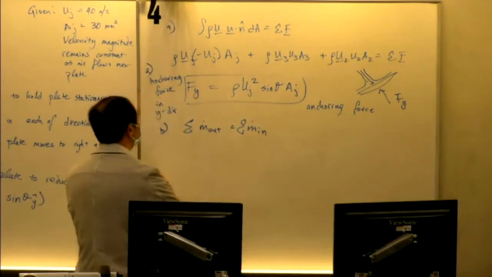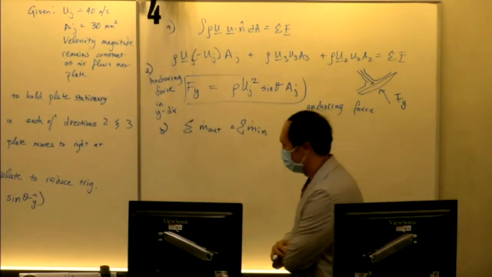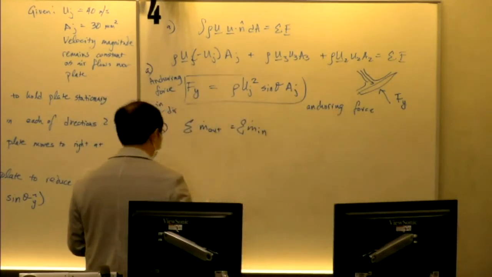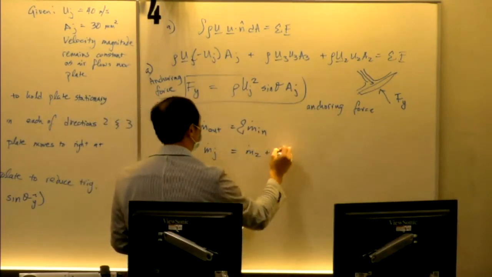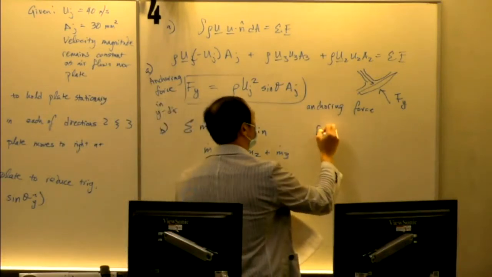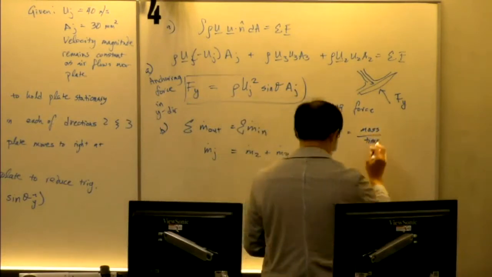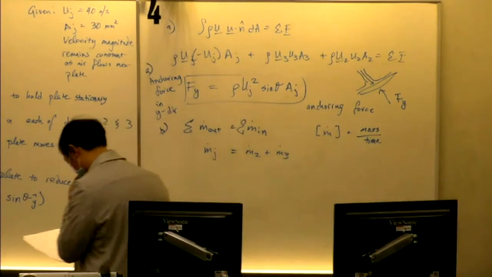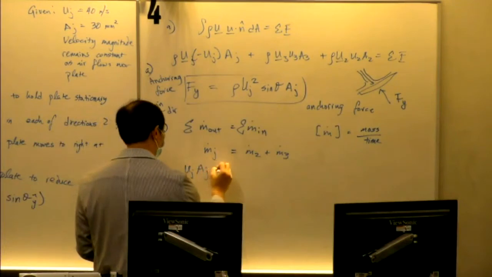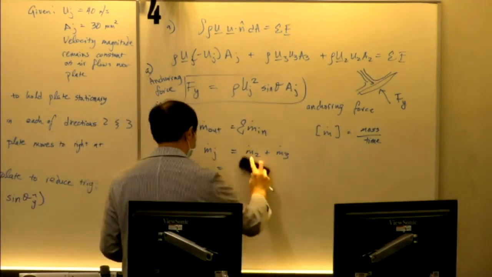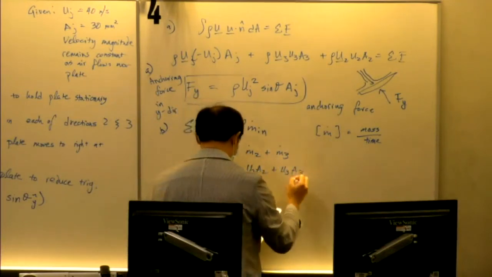The integral form basically equates to this: there's no accumulation of mass, and the inlet is m dot j, and the outlet is m dot 2 plus m dot 3, where this unit means mass per time. In terms of the variables given, you get this: U2 A2 plus U3 A3.